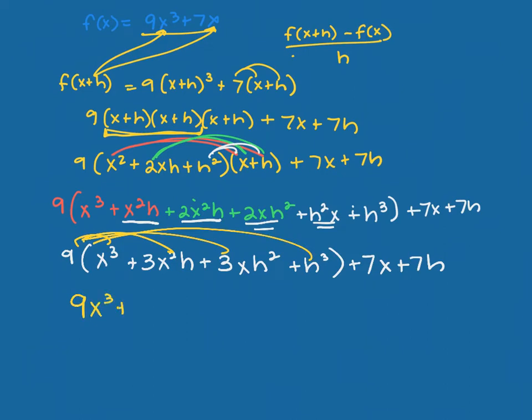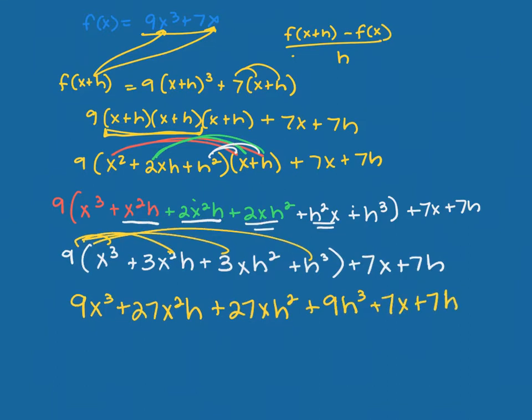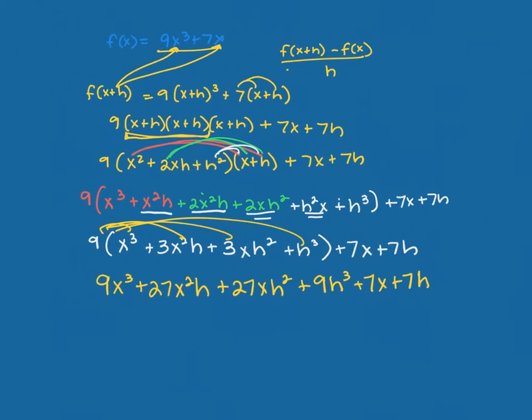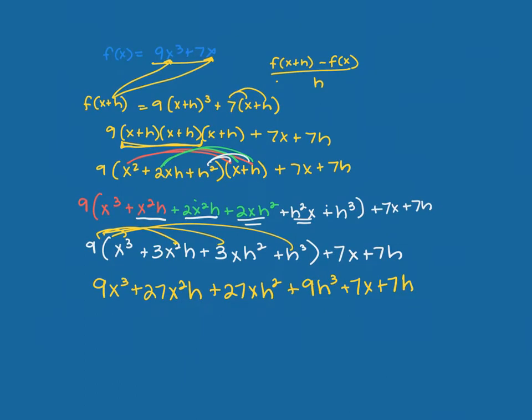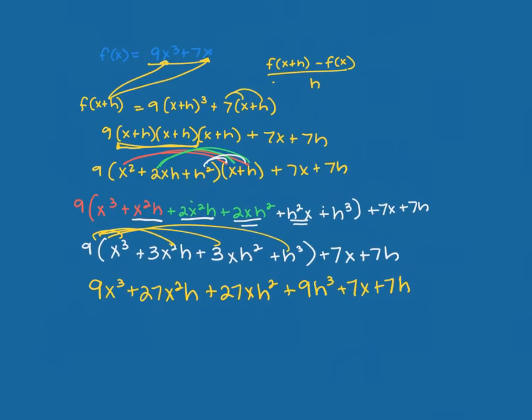9x to the third plus 27x squared h plus 27xh squared plus 9h to the third plus 7x plus 7h, sorry. That whole thing is f of x plus h, okay? Be really careful with your signs. Every single term, you got to be careful with your sign.